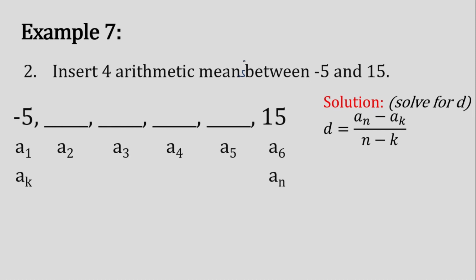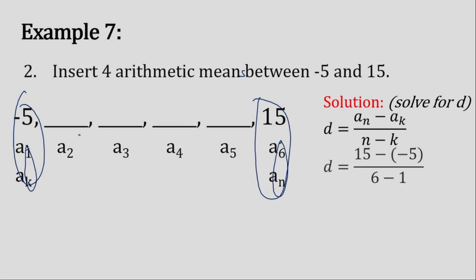So we have the value of our a sub n is 15 and the value of our a sub k is negative 5. And again, the value of our n is 6 and the value of our k is 1. So let's substitute all the values that we have. 15 minus negative 5 all over 6 minus 1. So we have 20 over 5. Then 20 divided by 5 is 4. Now we have our common difference of 4.